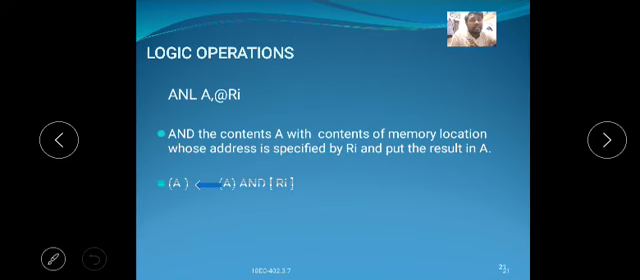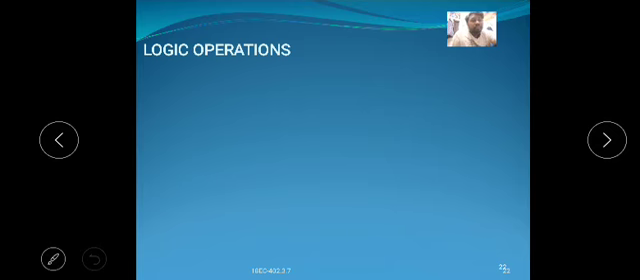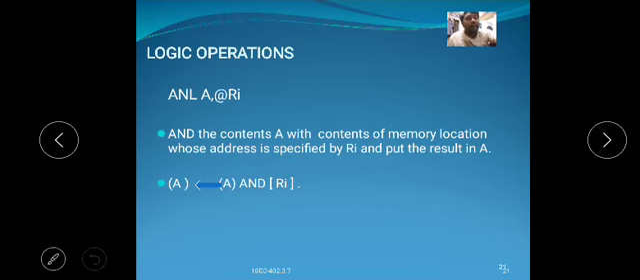The next is ANL A comma @Ri. AND the contents of A with the contents of memory location whose address is specified by Ri and put the result in the accumulator. A tends to A AND Ri.